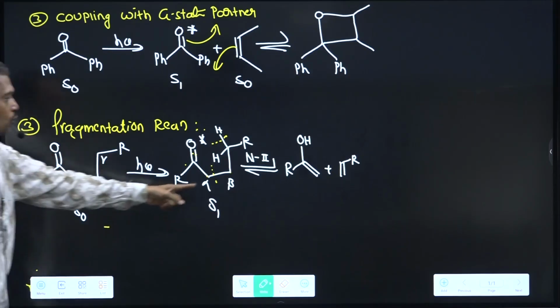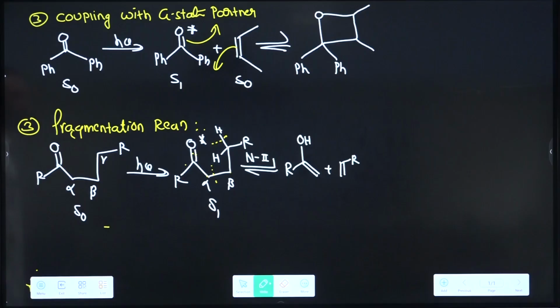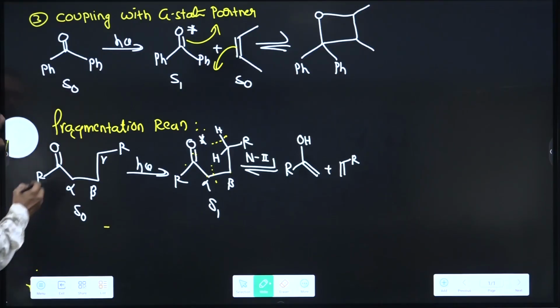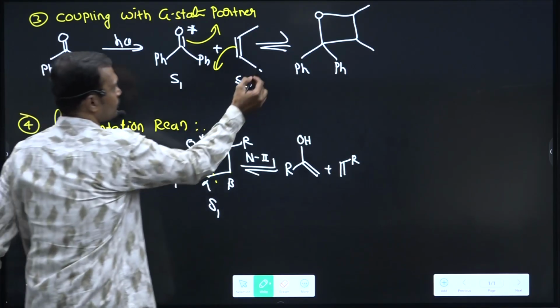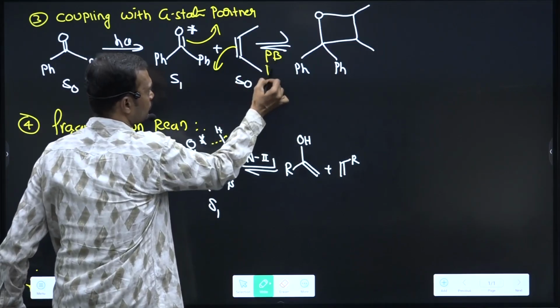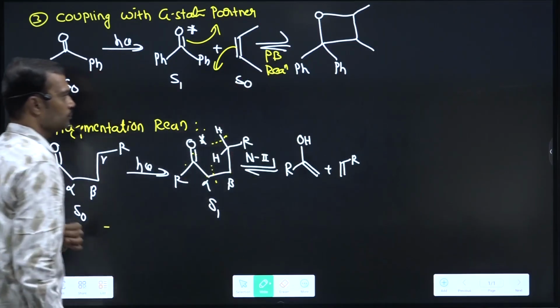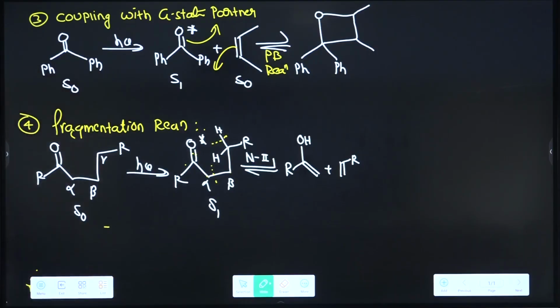Excited molecule undergoes fragmentation. It is one more kind of stability. This is called PB reaction, Paterno-Buchi reaction.